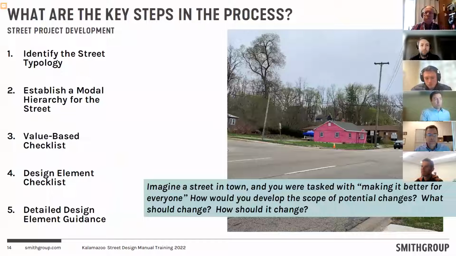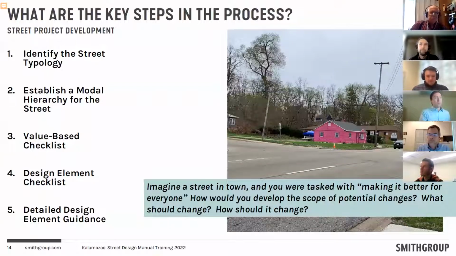So what are the key steps in this process? We are going to spend the rest of this presentation walking you through this. And as we've mentioned, we're going to have a detailed exercise at the end where you're actually going to walk yourself through this and hopefully get familiar with how it works.